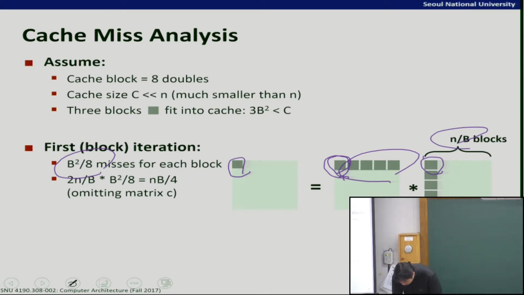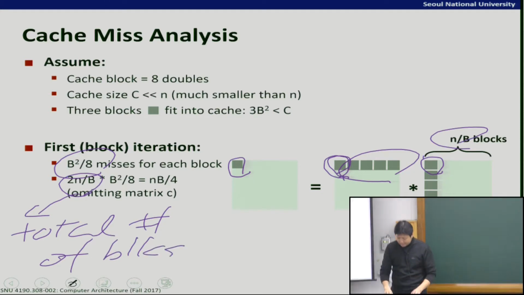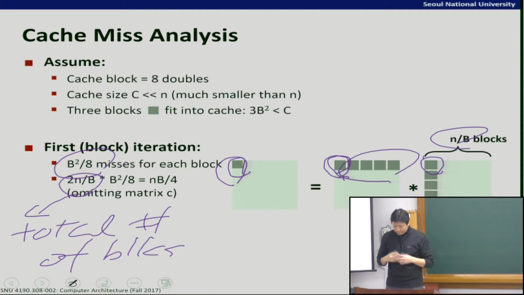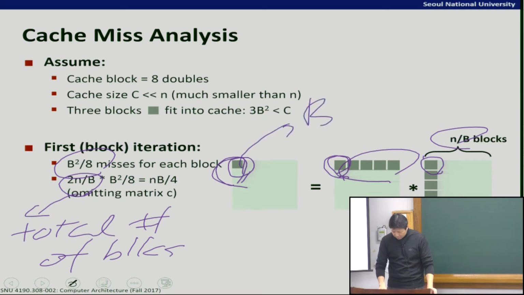So if you multiply them, this one is the total number of blocks to calculate the value of the single block at the output, right? So that's basically how many blocks we have to access, and if you multiply the number with b squared over 8, then the total number would be nb over 4. So here we assume the cache miss for C. C is basically this one, it costs another b squared over 8 cache misses.